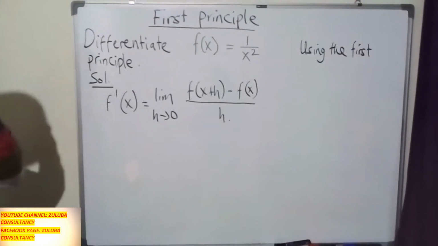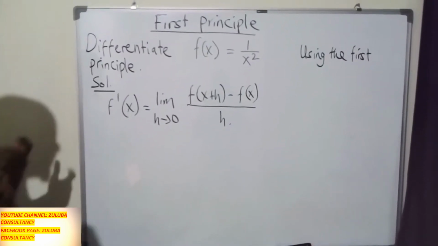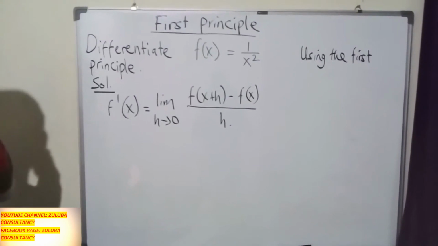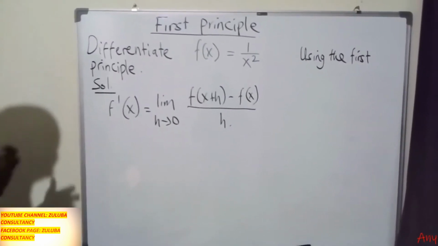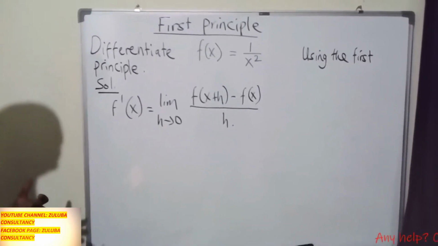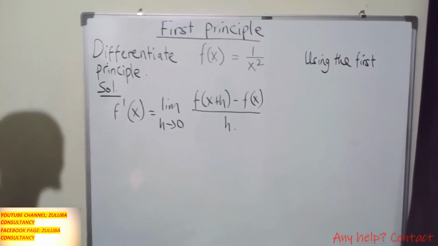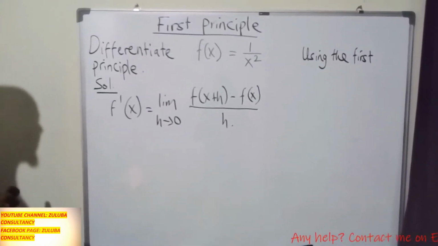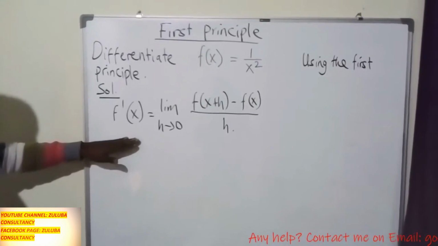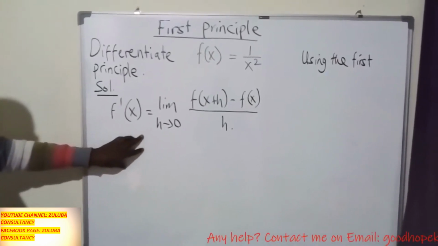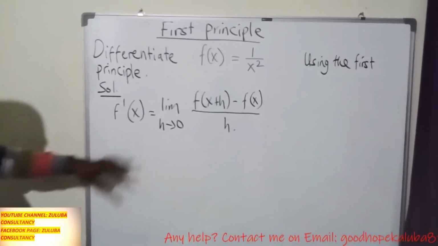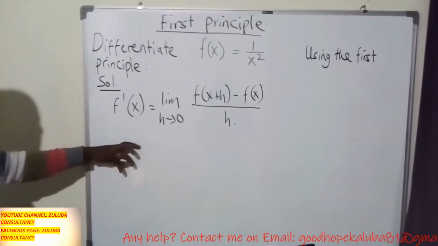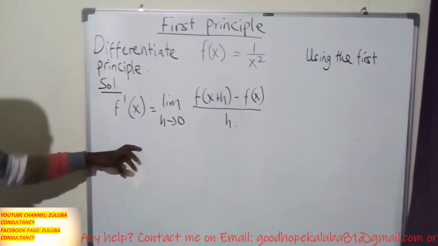So we need to find the gradient function or the derivative, or to differentiate. To differentiate simply means to find the gradient function that will enable us to predict the gradient at any given point of x. So if we have to use the first principle, we have to use this formula. But before I use the first principle, let me use the general form.